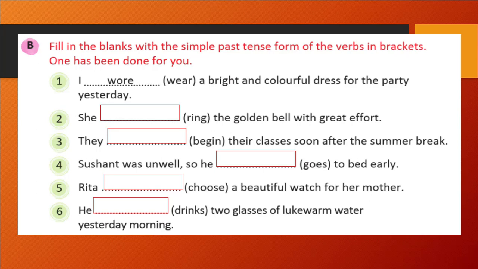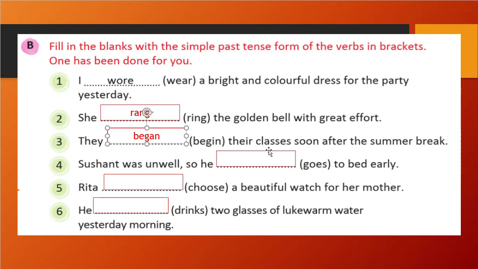You see the first example: I blank a bright and colorful dress for the party yesterday. So wear's past form is wore. So WORE. Similarly for ring, past tense is rang, right? So she rang the golden bell with great effort. That will be the answer. So we just need to write a past form of it. Okay. And they blank their classes soon after the summer break. So begin, the simple past form is began, right? Began. So the answer is began. They began their classes soon after the summer break.